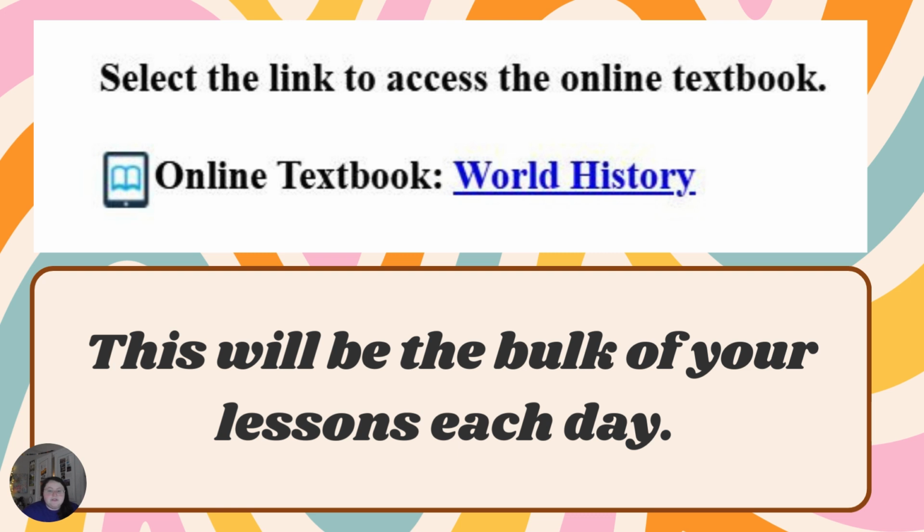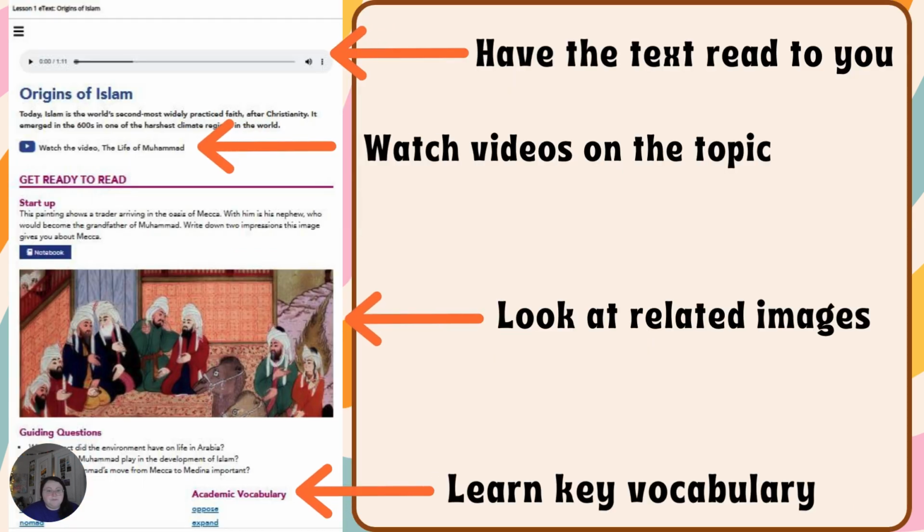Once you get into the instruction part of the lesson, at the very bottom, you'll see the online textbook. You need to click on that blue link. This will be the bulk of what you do for your lessons each day. So whenever you see this world history link, that is what you should click on. Once you open it up, you can view the actual textbook. We don't have a physical book, but you will have this online one.